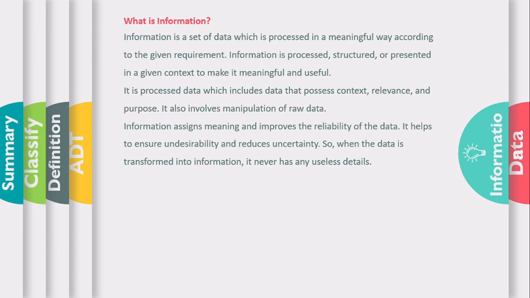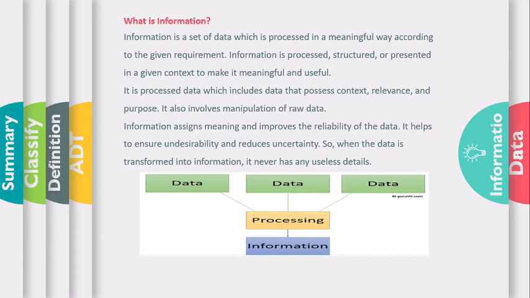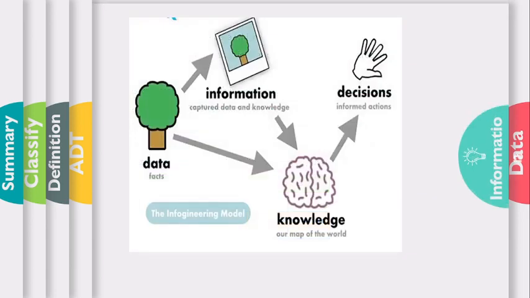So, when the data is transformed into information, it never has any useless details. So, here is the short form of the information: data which is processed. And next, information. This is the information model.